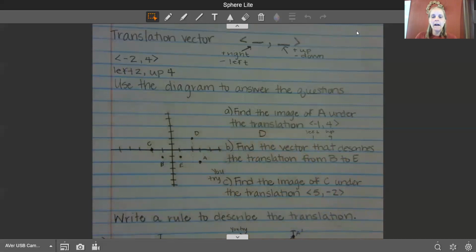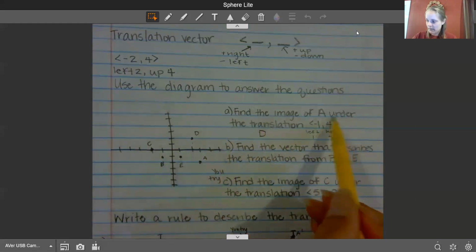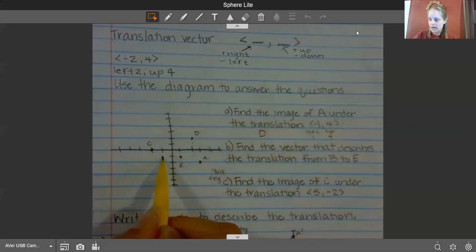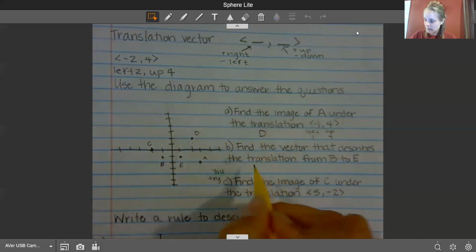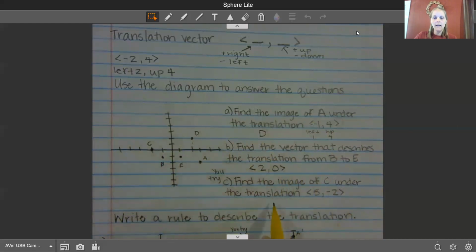All right, find the vector that describes the translation from B to E. So now we want to write the vector like this. Okay, so from B to E, I go left 2 and up and down 0. So my translation vector would be -2, 0. Pause your screen and try C.